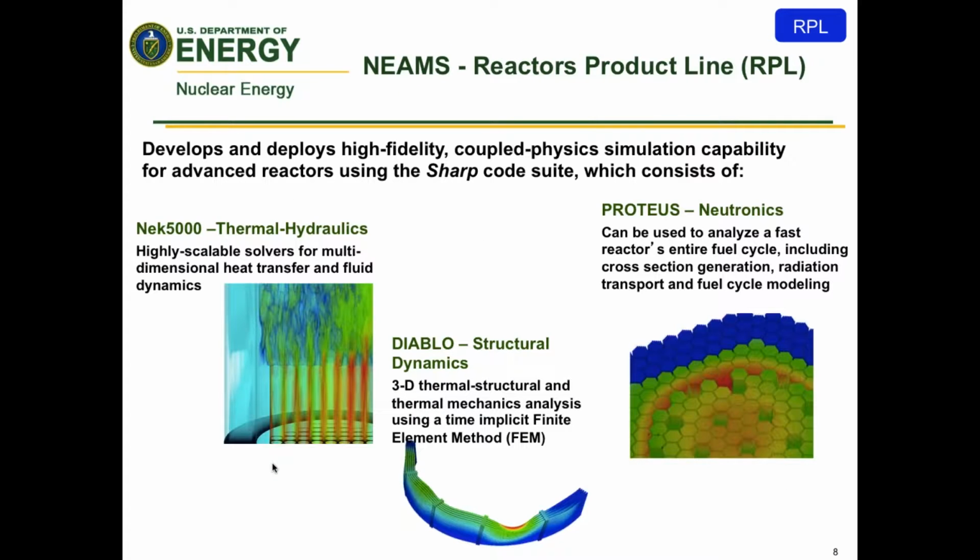In the reactor product line, we have the SHARP suite of codes, and you can see here three elements of that suite: NEK5000 to address thermal hydraulics, PROTEUS to address neutronics, and Diablo to address the structural dynamics in the core. Whereas the nut to crack in the fuels product line was the microstructural changes in the fuels and in the cladding and understanding the impacts on performance.